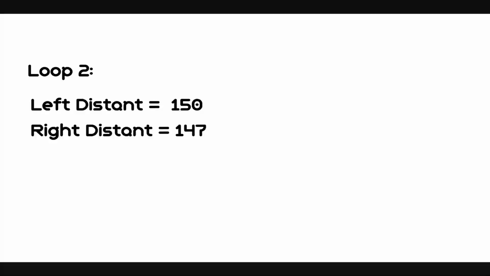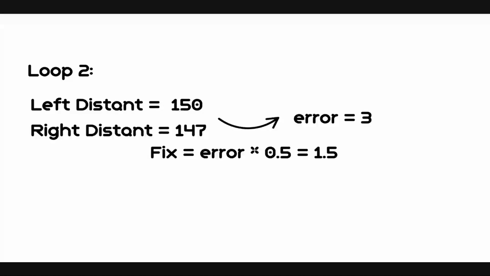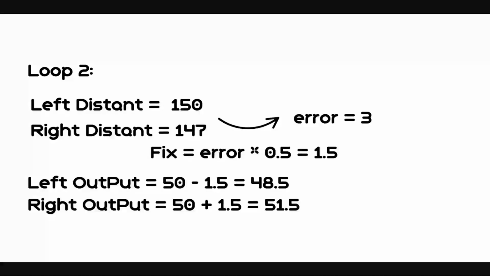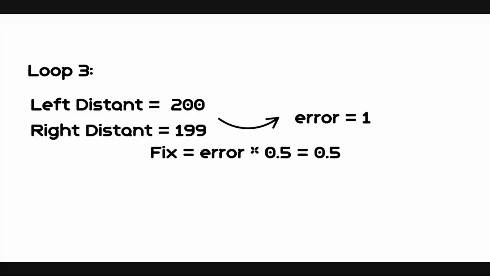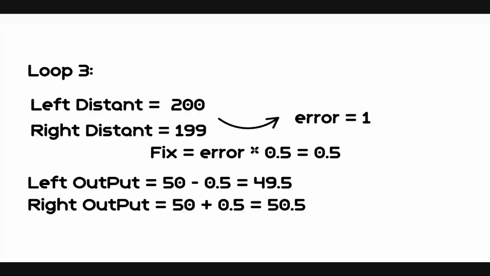In the second loop, the left distance equals 150 and the right distance equals 147. Our error should be 3 and our fix is 1.5, which we use to regenerate an output. In the third loop, the left distance equals 200 and the right distance equals 199. Our error is getting smaller and smaller, to 1. It's almost no error now, and our fix is 0.5. And it creates our output almost the same. So now the robot is going perfectly straight, and that's what we wanted.